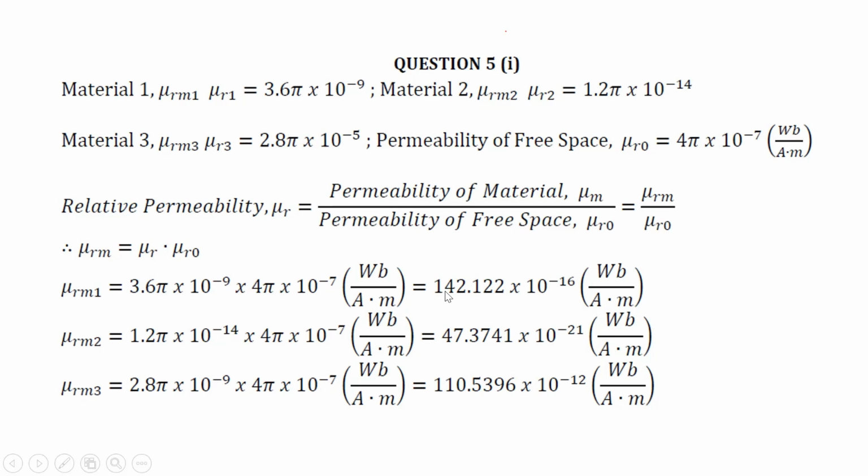And that gave us 142.122 times 10 raised to the power minus 16. And the same applies to material 2. We have 47.3741 times 10 raised to the power minus 21. For material 3, we have it at 110.5396 times 10 raised to the power minus 12.